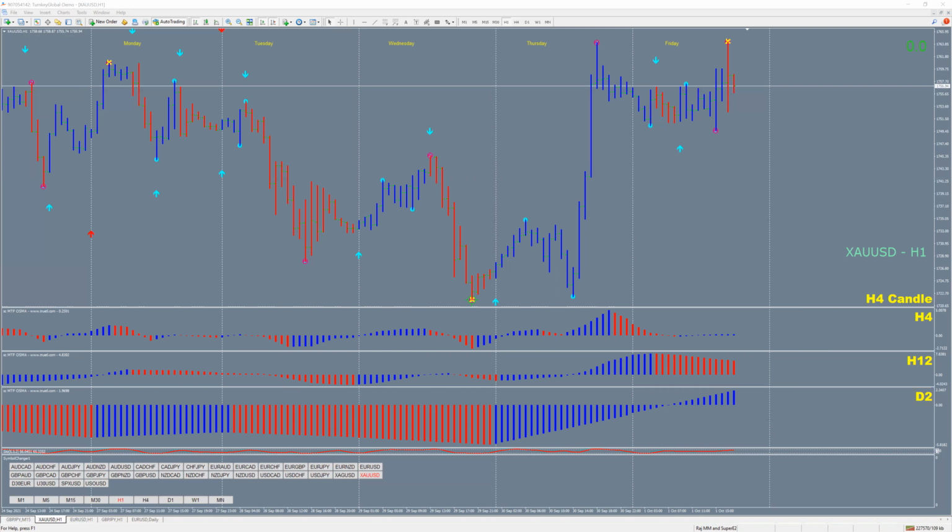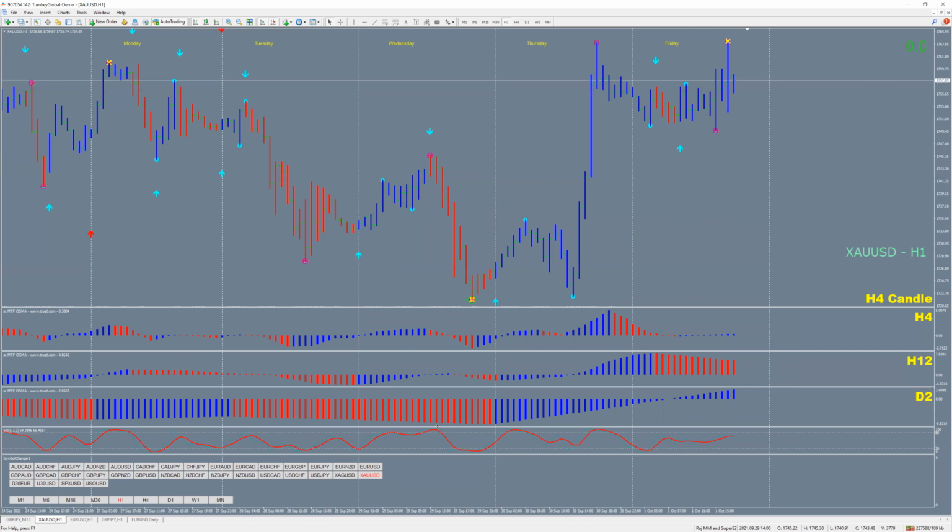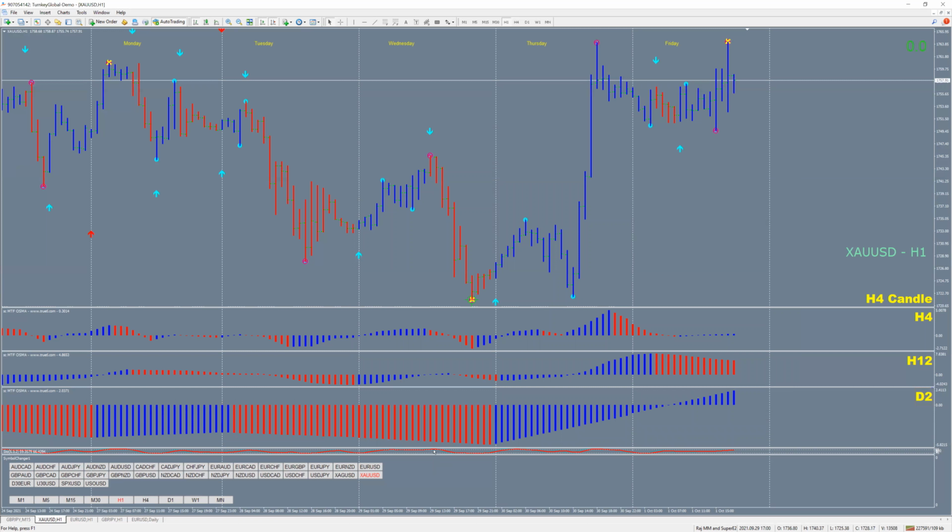There you go. The template's in the chat. Good, thank you. Got it. Now there's a stochastic down here that you can remove. We're not using that. I just keep it, but I'm not using it at all, actually.